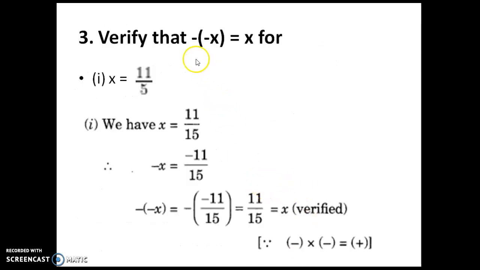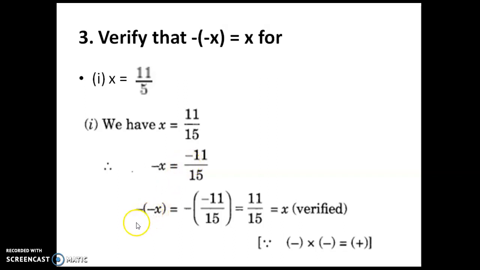Verify that minus of minus x is equal to x for x equal to 11 by 15. If you are doing it for x, minus of minus is x. Is it true for 11 by 15? We have to find out. Actually in the question it is 15. So x is 11 by 15, and minus x equals minus 11 by 15.